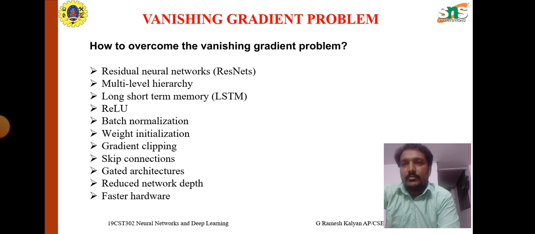These are some of the methods to overcome it. Residual networks can be used in a multi-level hierarchy. LSTM, that is long short-term memory. ReLU, as we saw previously, the activation layers. Batch normalization, weight initialization, gradient clipping, skip connections, gated architectures, reduced network path, and faster hardware. These are some of the methods that will be used to overcome the vanishing gradient problem.